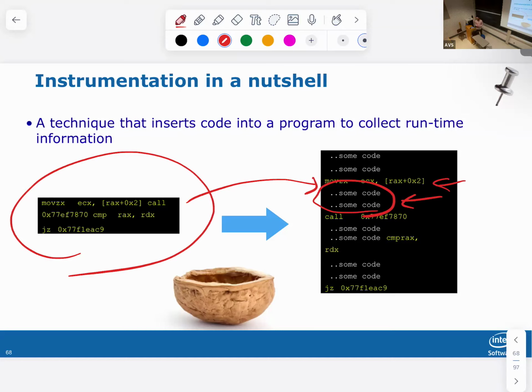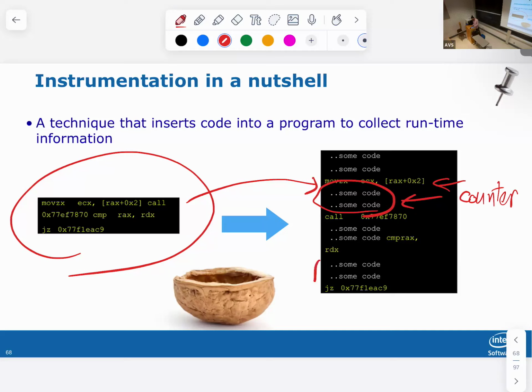For example, the famous one is that you want to count the number of instructions. How many instructions am I executing in this system? The dynamic number of instructions. Essentially, you count or increment a counter between every two instructions. So if I insert a counter increment between any two instructions that I execute, I can count how many instructions I have executed.